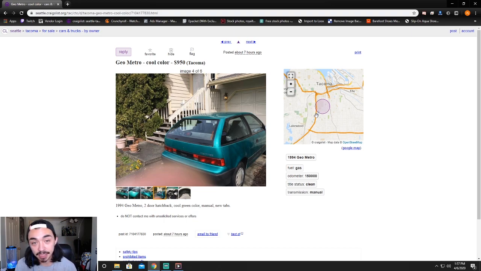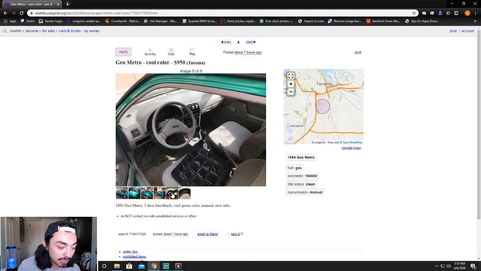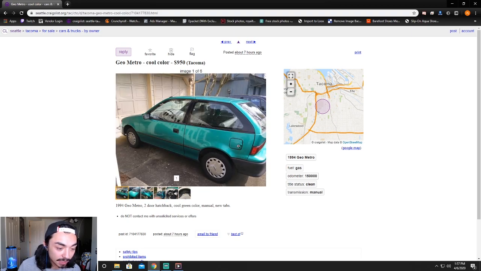How fast does it get up to speed? Does it shake? Does it rattle? Are there any noises? How smooth does it drive? Definitely check these tires. I would check the tires and the gas cap, make sure the gas cap's on. I would check every little thing to make sure that this thing is going to be sellable.